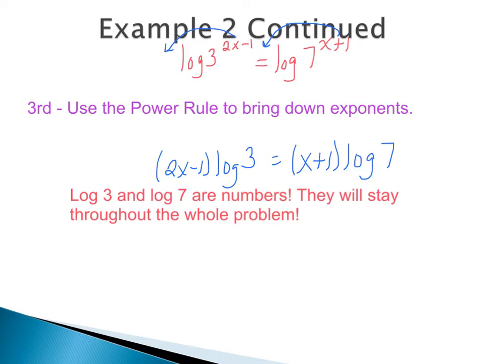Because our next step then is to solve for x. So we took the log of both sides, used our power rule to bring down the exponents so that we can now solve for x.